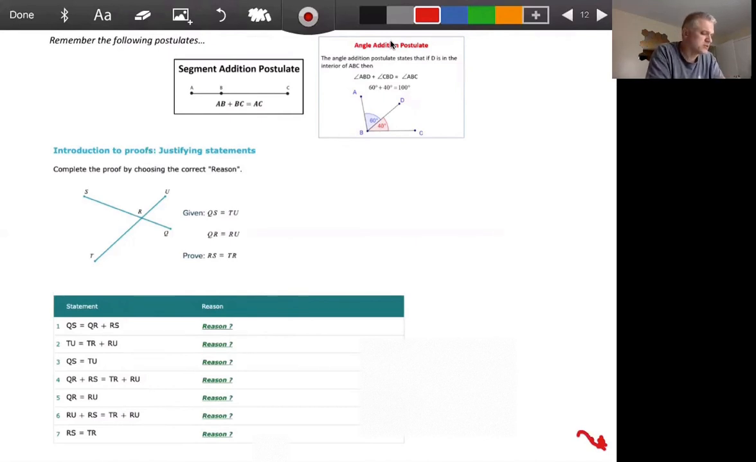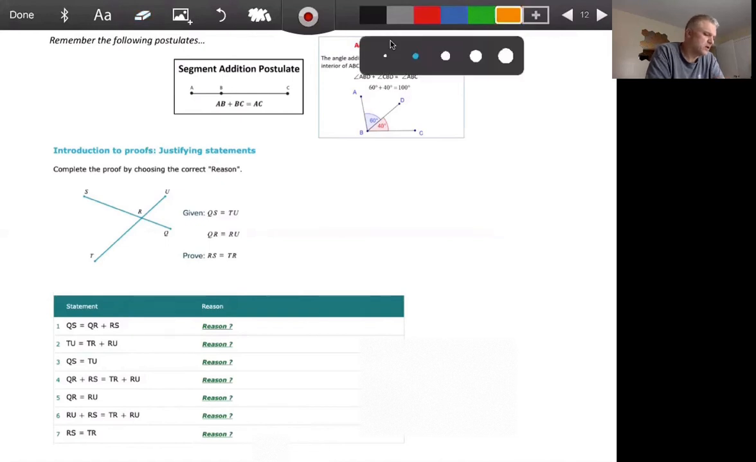Okay, so let's answer these 7 questions. First, look at the question. Look at the picture and look at your givens. You know that the prove is going to be the very last thing that we want, because that's the end. You're trying to prove it. So that's going to be the very last statement. But we have to come up with reasons.